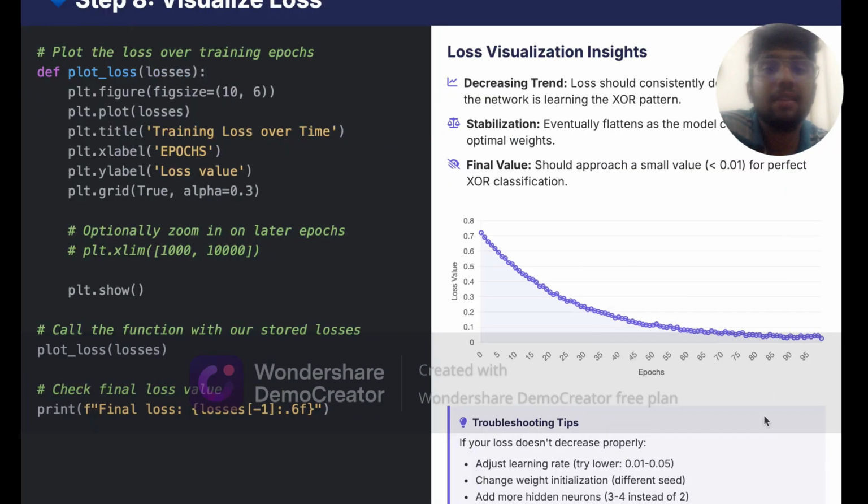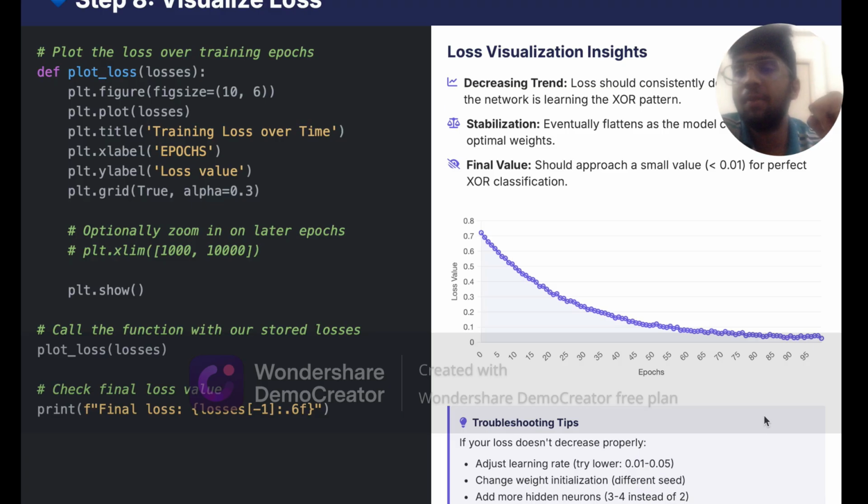In this visualization of the graph, we can see that the loss is reducing little by little as the number of epochs increases, so we say there is a decreasing trend. The loss should consistently decrease, showing the network is learning the XOR pattern, and it eventually flattens as the model converges to optimal weights. The final value should be small, less than 0.1, or in another case about 0.5% overall. But for different problems, the final value can vary.